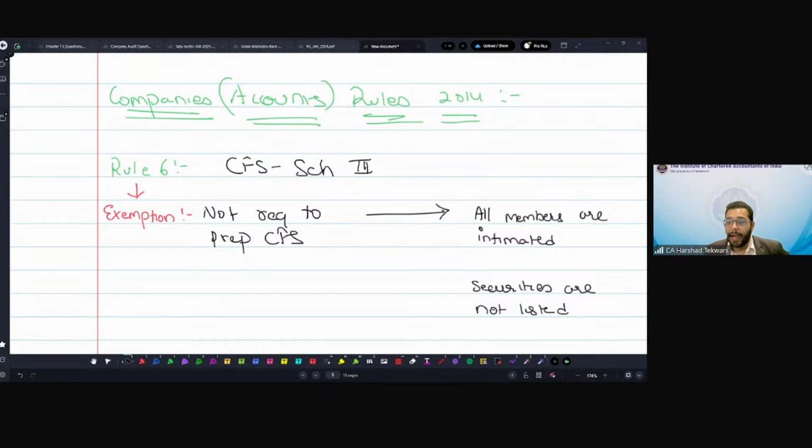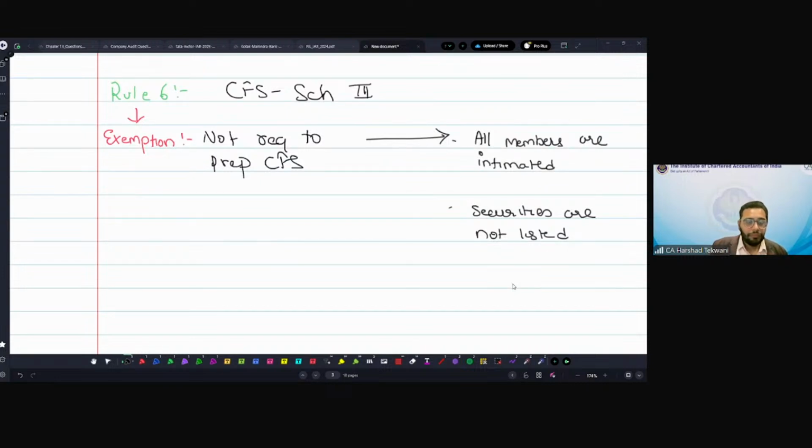Third, its ultimate or any intermediate holding company, not ultimate, but some intermediate, which is in India or which is required, files a consolidated financial statement with the registrar in compliance with the applicable accounting standards. So the third condition basically is that someone else is preparing your consolidated financial statement. It means some other company is there in which you are getting consolidated. So the ultimate or intermediate holding company is preparing CFS.